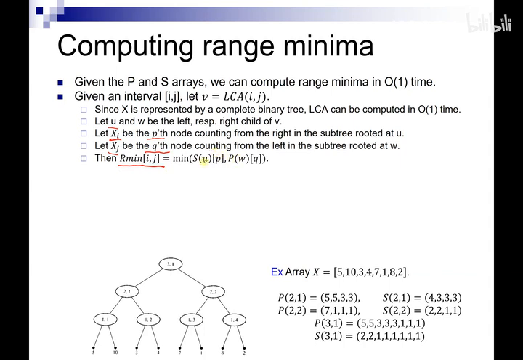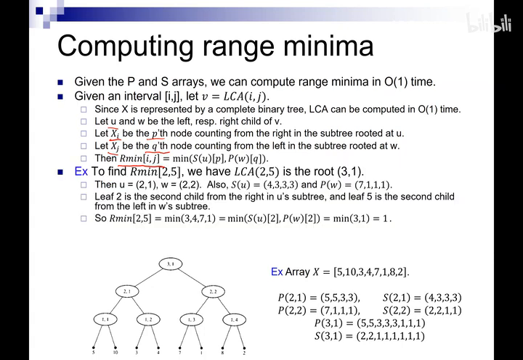We're going to take the S array from U, and you're going to look at the pth entry of that S array. And then you're also going to take the P array from W, and you're going to look at the qth entry. Whichever one is smaller is going to be the range minimum between i and j.